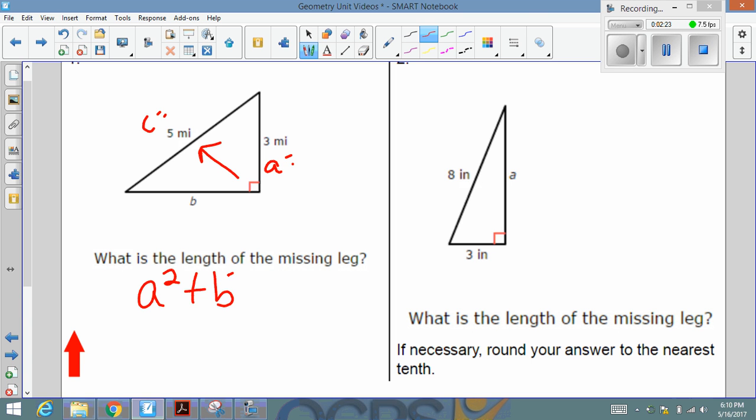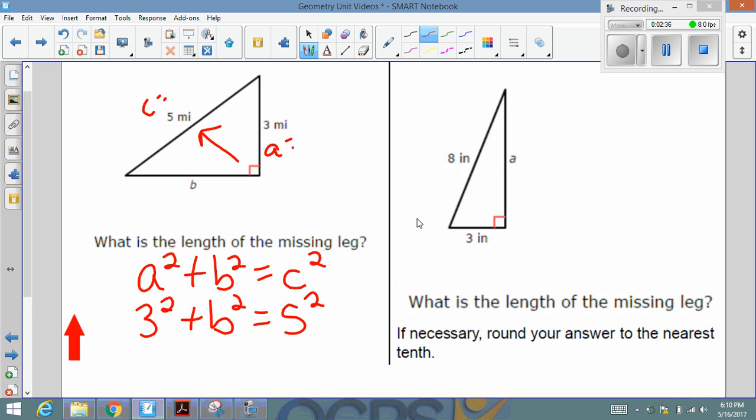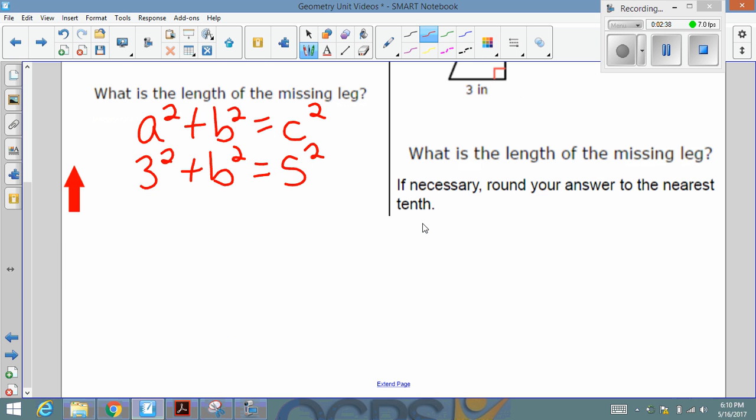My Pythagorean theorem, and then I'm going to substitute in. So I'm going to put 3 in for A. I don't know B, so it's going to stay B. And I'm going to put 5 in for C. So nothing has changed from when we were doing this to find the missing hypotenuse. Now I'm going to do my exponents as I simplify each side. And then right here is where things change.